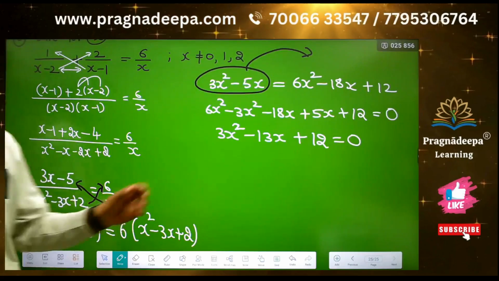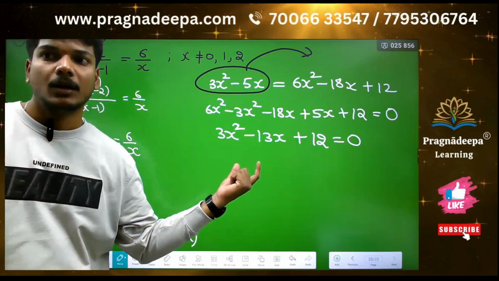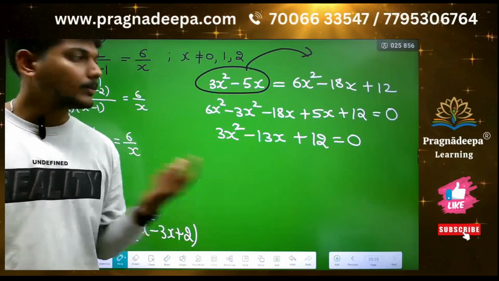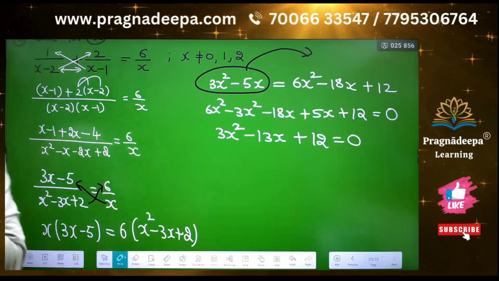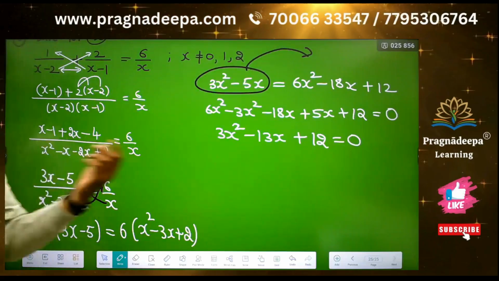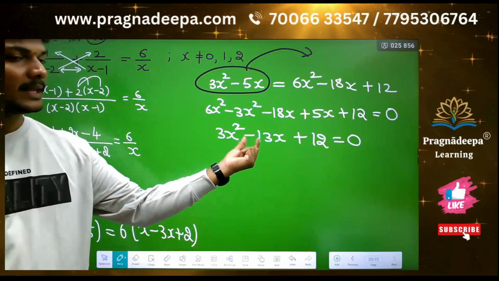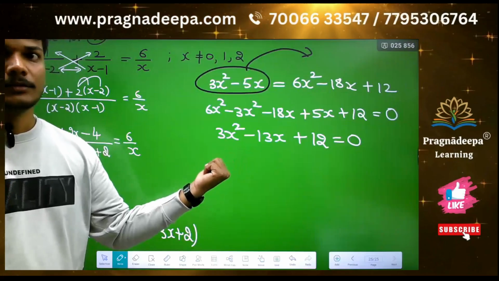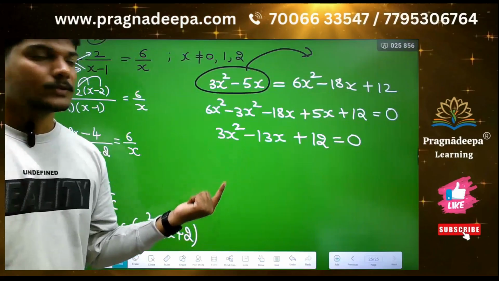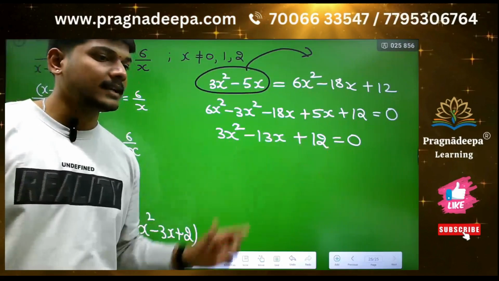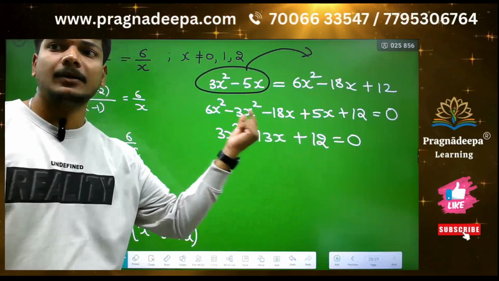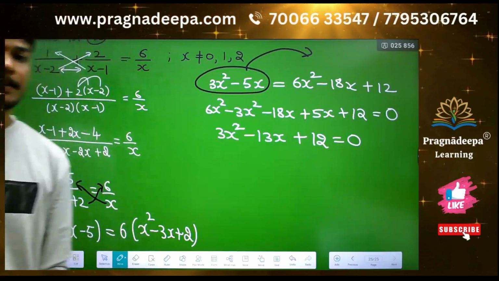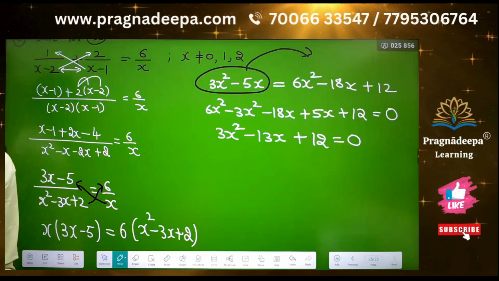Now you need to factorize this quadratic polynomial, or find the roots. You can use the formula method or factorization. Factorization will be easy. With the formula method you have 13 square, 169, which is not a big number, so that is also easy. For factorization, 12 3s are 36, so we need two numbers that multiply to 36 and add to minus 13.